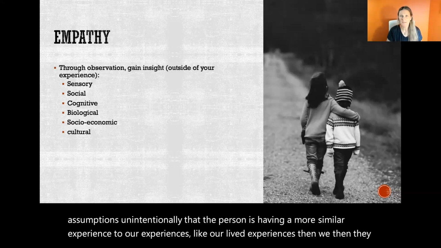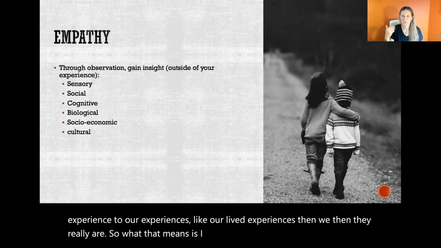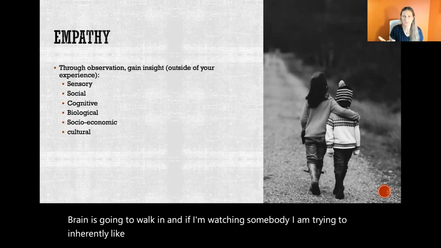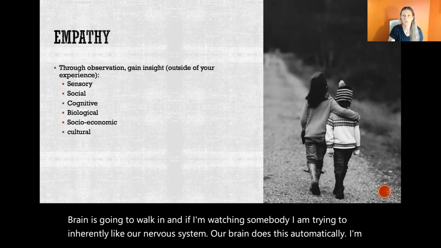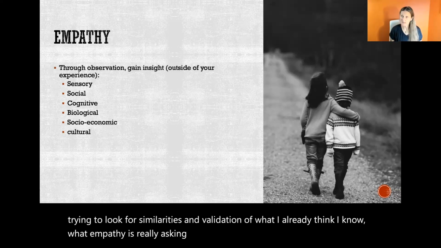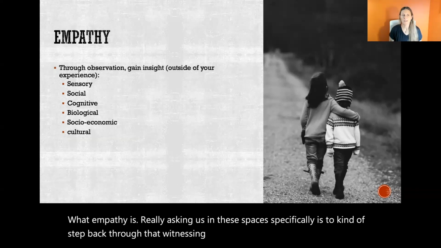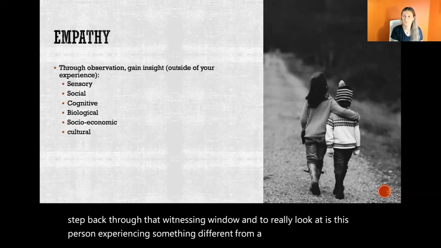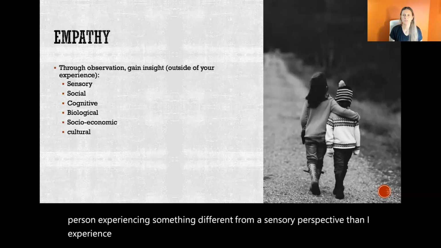So what that means is my brain, my nervous system, is going to walk in, and if I'm watching somebody, our nervous system, our brain, does this automatically: I'm trying to look for similarities and validation of what I already think I know. What empathy is really asking us in these spaces specifically is to step back through that witnessing window and really look at, is this person experiencing something different from a sensory perspective than I experience? Is this person processing? Of course, they're going to be processing differently than I am.